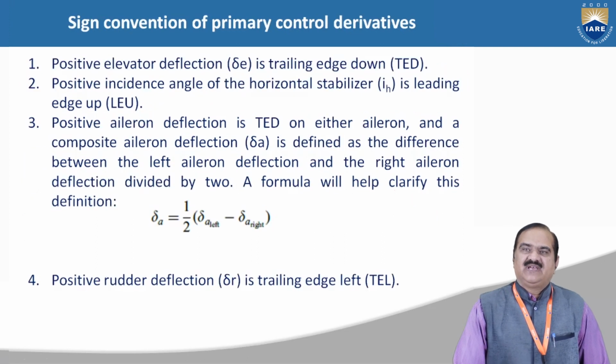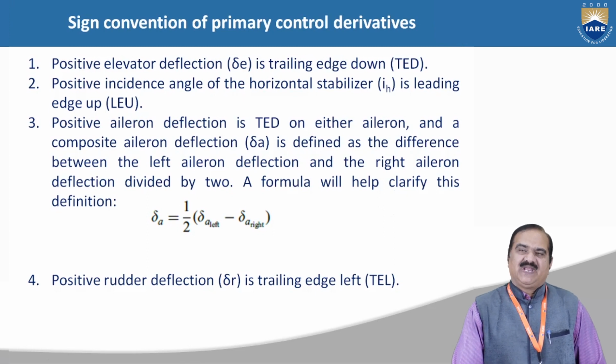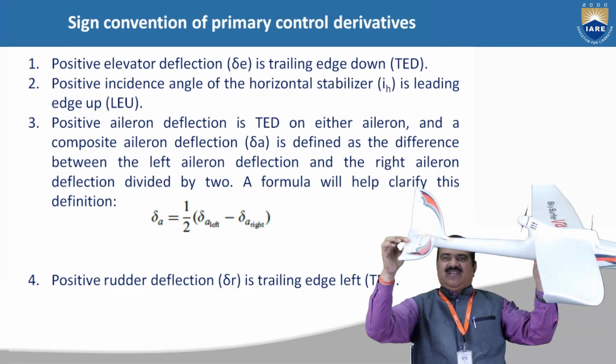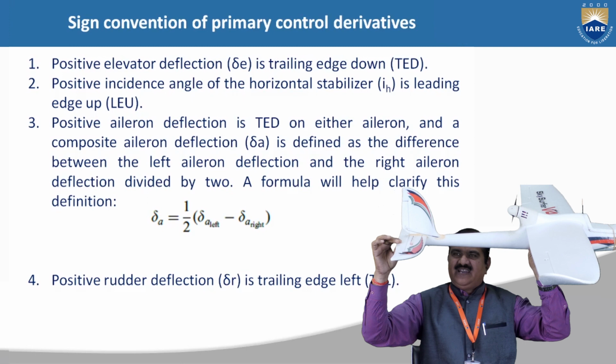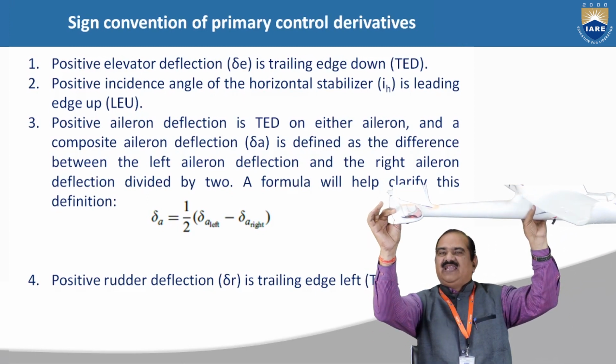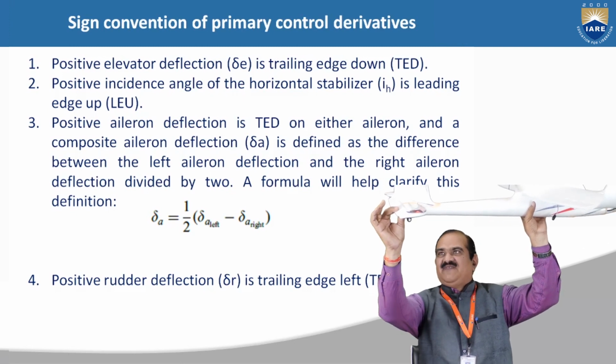Sign convention of the primary control derivatives. Here I will explain which control deflections are positive and which are negative. The positive elevator deflection, when delta E is trailing edge down. If you see this aircraft, this is the elevator. If the trailing edge of this elevator is down, then it is called a positive elevator deflection.